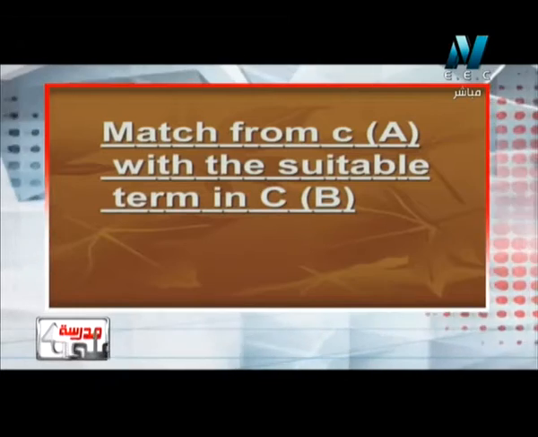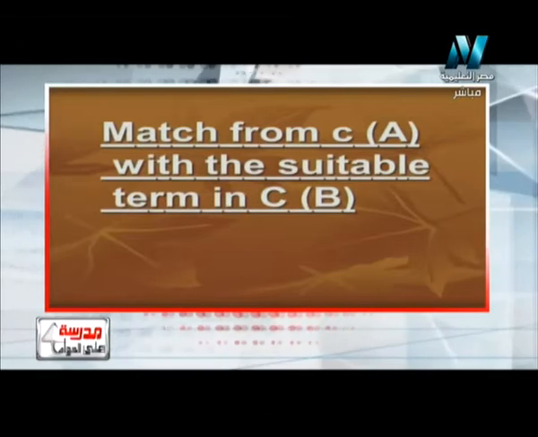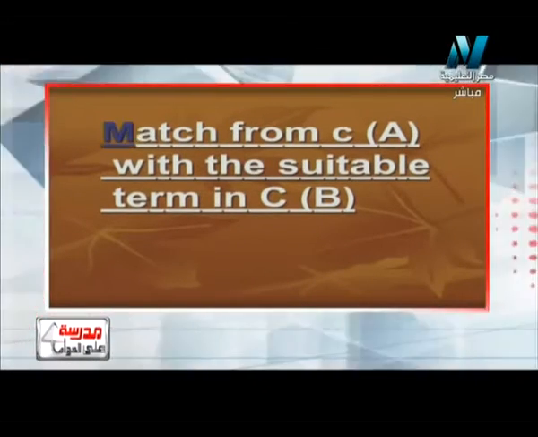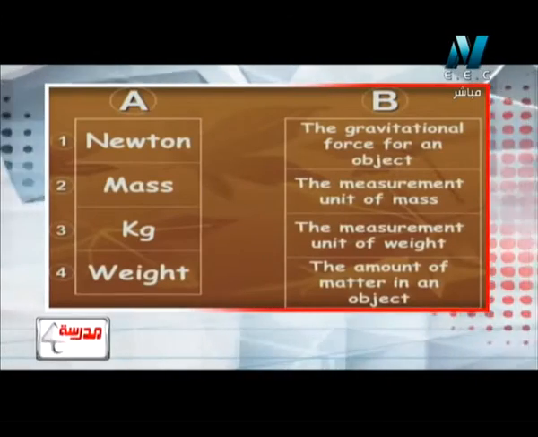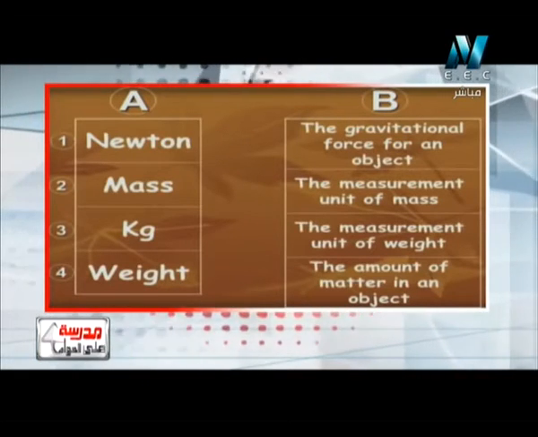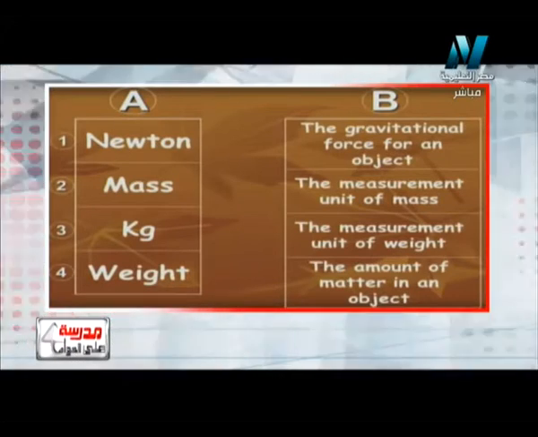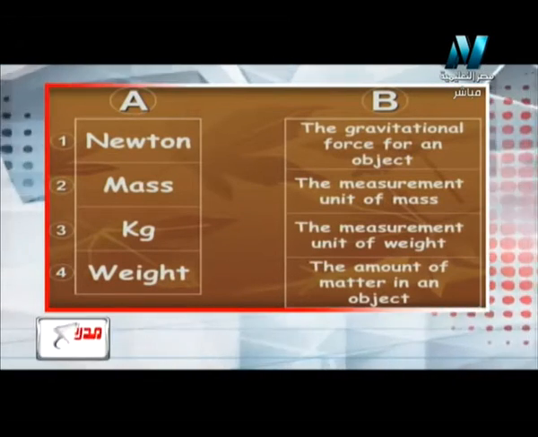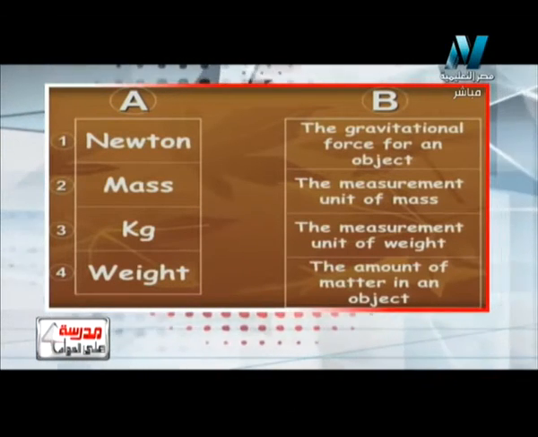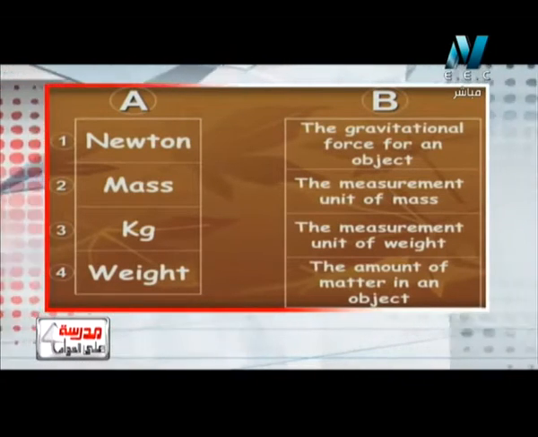Another question. Match from column A with the suitable term in column B. The first question says Newton, mass, kilogram, weight. In this type of question, the question of match, we must read all the two columns before we answer any word. Column B: the gravitational force for an object, the measurement unit of mass, the measurement unit of weight, and at last the amount of matter in an object.